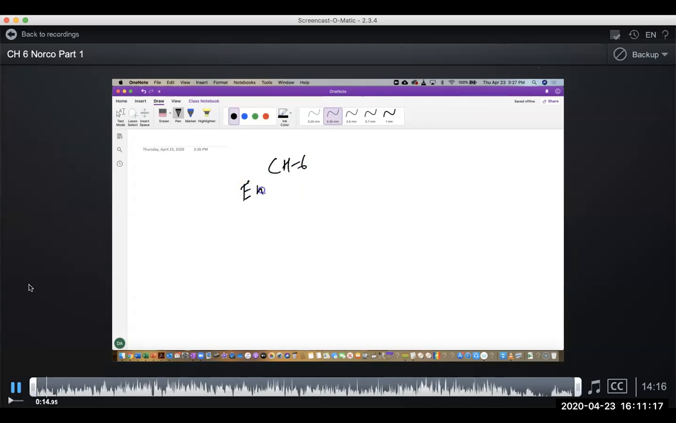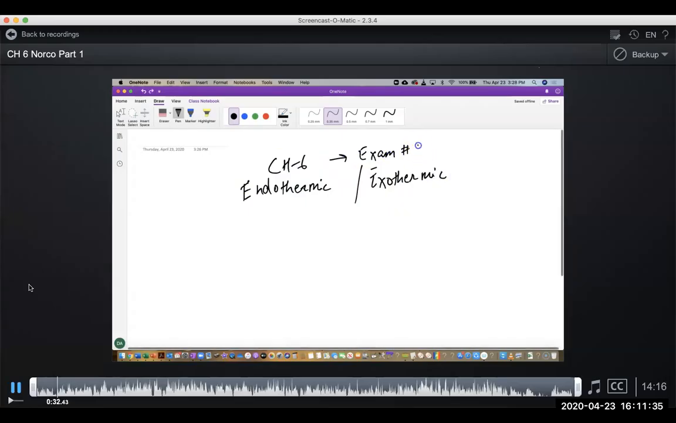We're talking about endothermic and exothermic reactions. So let's look at some examples, and you're going to be seeing those examples on your exam, on your third exam, of course. Chapter 6 is for exam number 3.